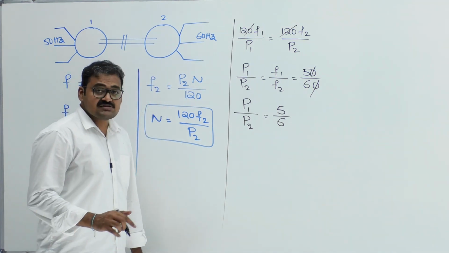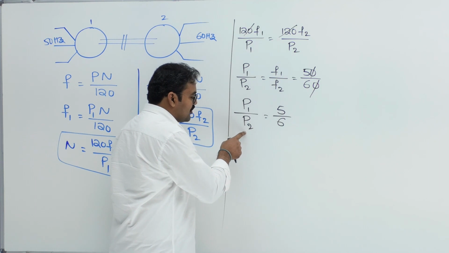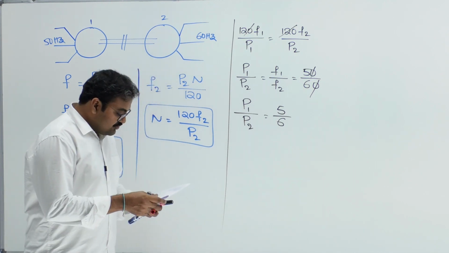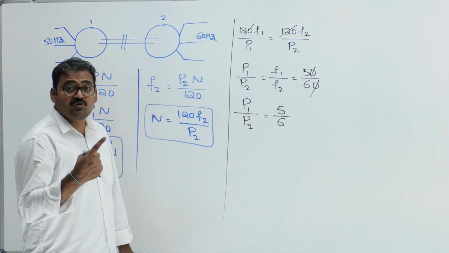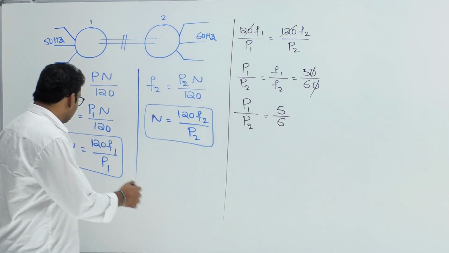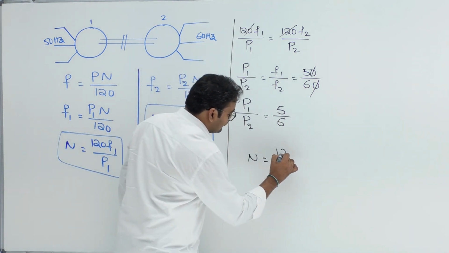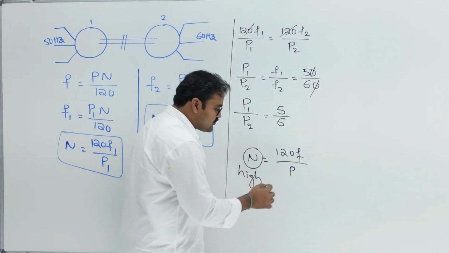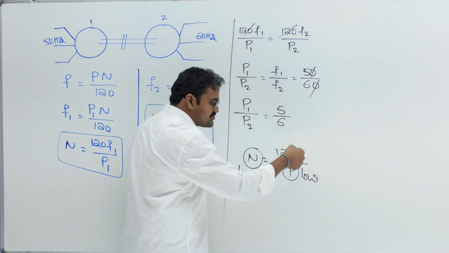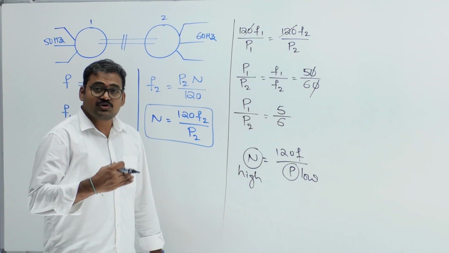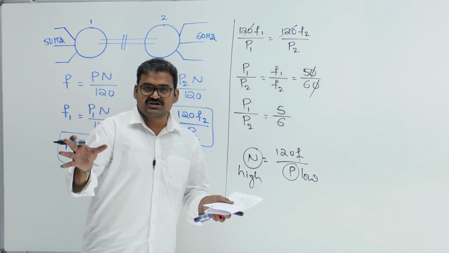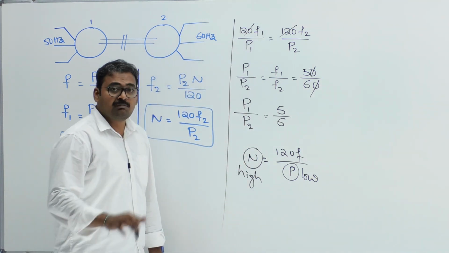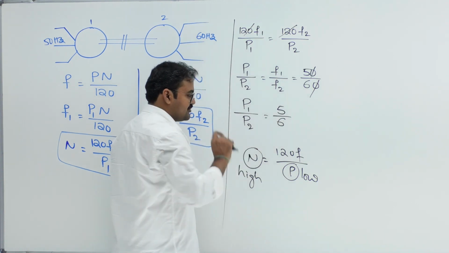That means the number of poles in the first machine to the number of poles in the second machine should be in the ratio of 5 to 6. But if you understand the question, they are asking about the highest speed possible. First of all, what is the speed equation? 120 F by P. They are asking about the highest speed. Highest speed means, can I say the number of poles should be the lowest value? So determine the possible poles combination, the lowest poles combination, so that speed is the highest speed. But they should be in the range of 5 to 6 ratio.